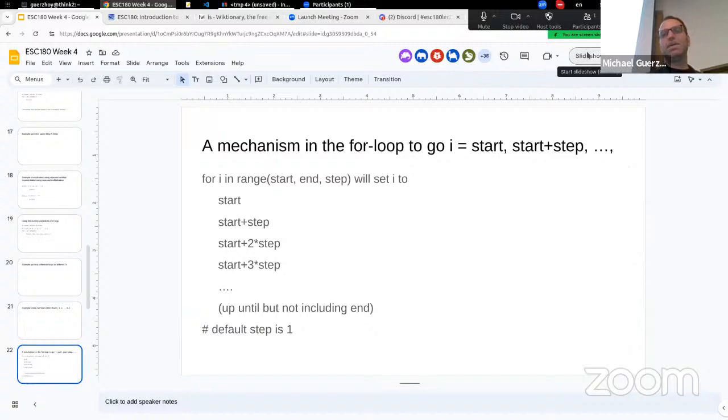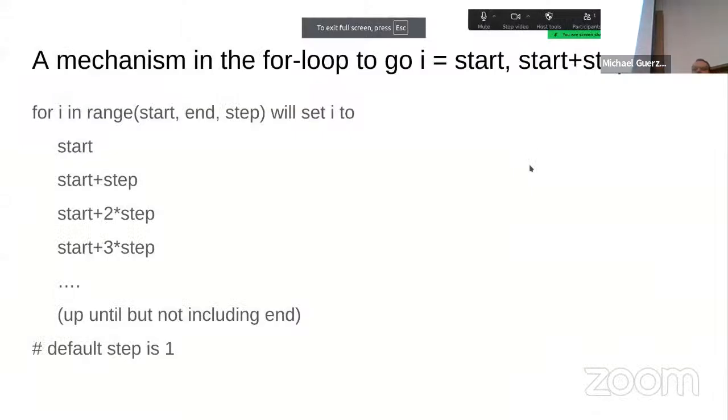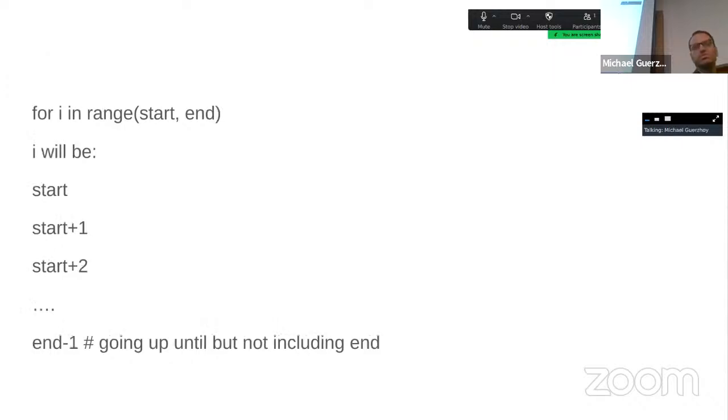So there is, in fact, a more general mechanism that you can use. So you can say for I in range, and maybe that's kind of the fuller answer to your question. You can say for I in range, start, end, and then step. What that would do is set I to be start, and then start plus step, and then start plus 2 times step, and so on. And again, it would go up to the end, but not including the end. The default step is just 1. So that's what we saw before.